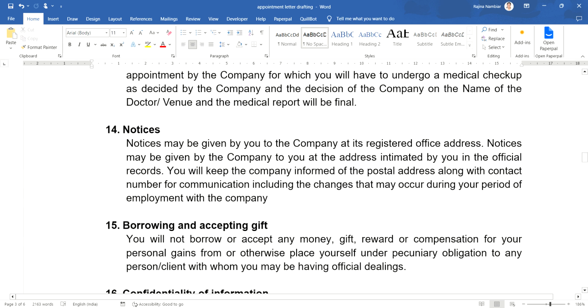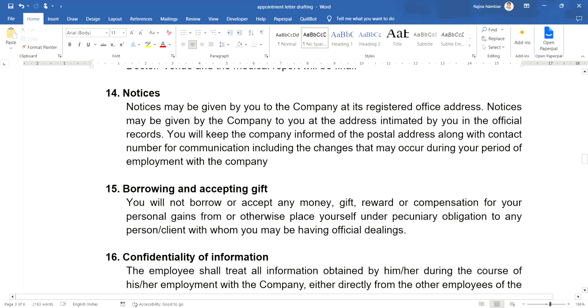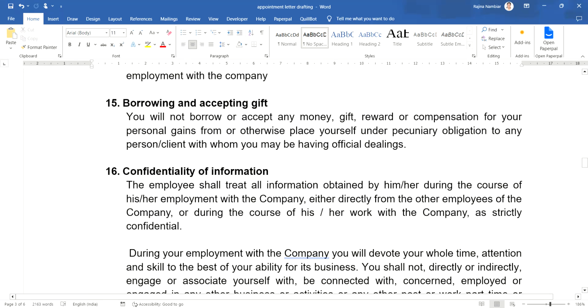Notices. Notices means any kind of communication from the company will be sent to your permanent address which you have mentioned at the time of joining, right? Borrowing and accepting gifts: this generally happens in government organizations, where it is prohibited. So any kind of such dealings will not be accepted.